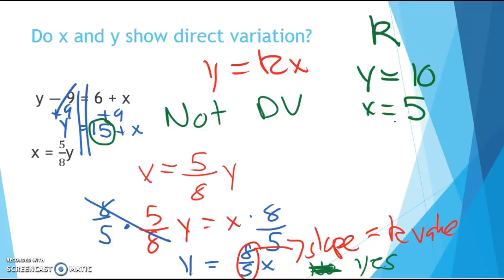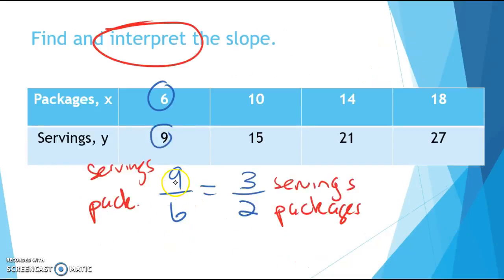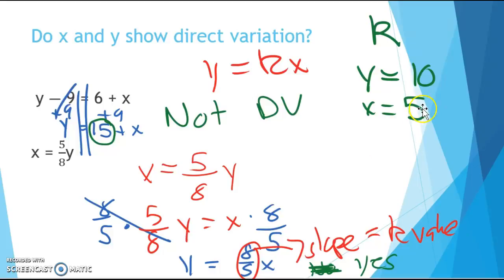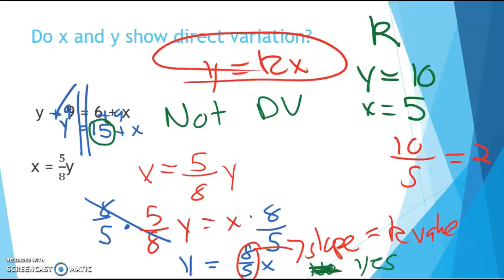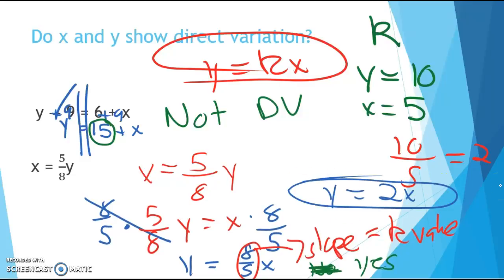So like we talked about in the past slide, to find a k value, all we have to do is take our y value divided by our x value. So here I'm going to take 10, and divide it by 5. I know that my k value is 2. Now if I have to put that back into this y equals kx form, it's real easy. I'm just going to do y is equal to 2, because that's my k value, then x. That is the answer that you would have to give me.